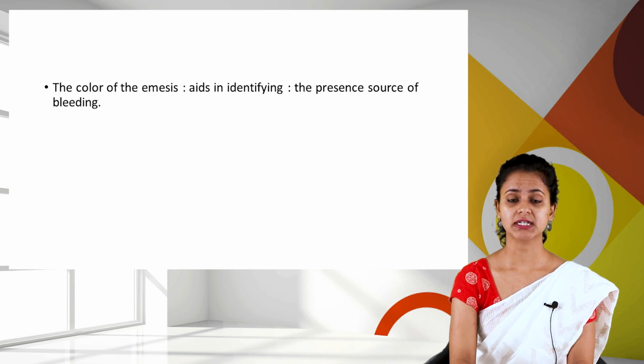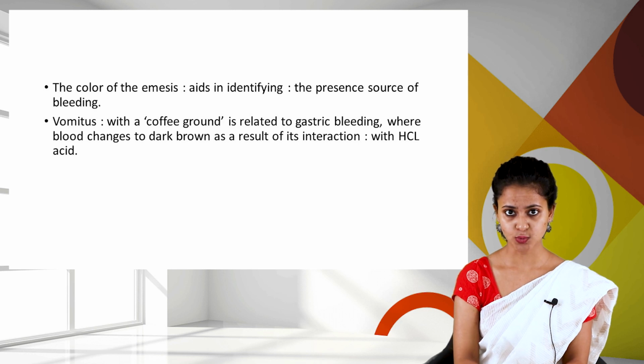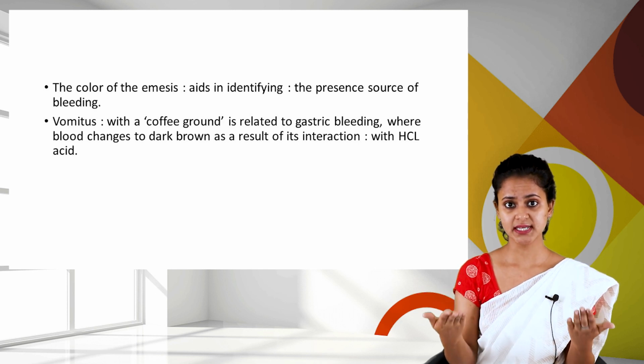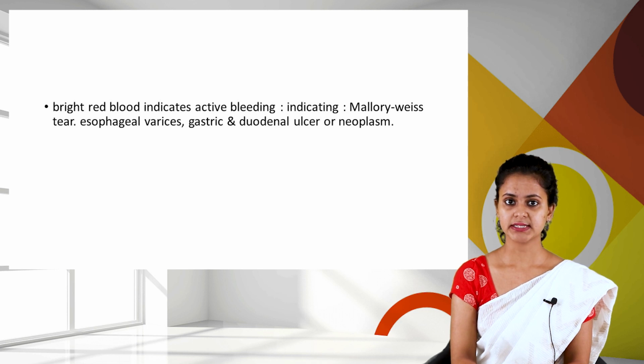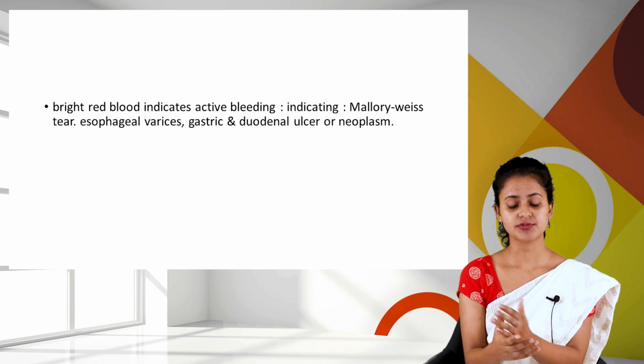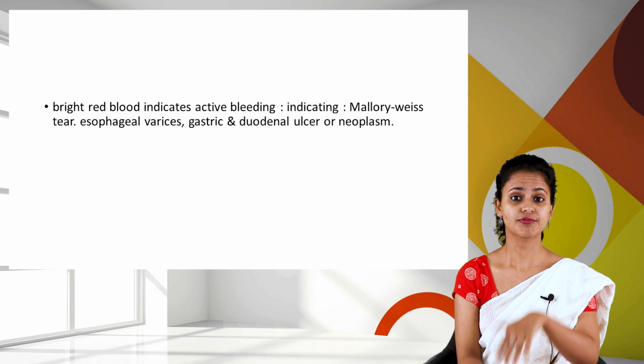If the client presents with bleeding in the vomitus, it also gives information on the source of the bleeding. Generally, vomitus with a coffee ground color suggests gastric bleeding, where the blood changes into a dark brown color as a result of interaction with the hydrochloric acid. That is the reason brown or coffee ground color suggests that the bleeding is from the stomach. Bright red color in the vomitus often indicates bleeding from esophageal varices or the upper gastrointestinal tract, or maybe due to a gastric or duodenal ulcer or neoplasm. These are the basic factors that cause fresh bleeding in the vomitus.